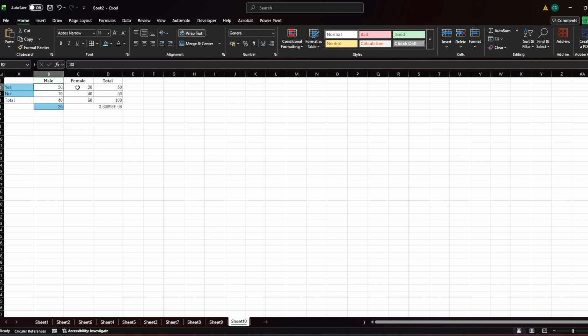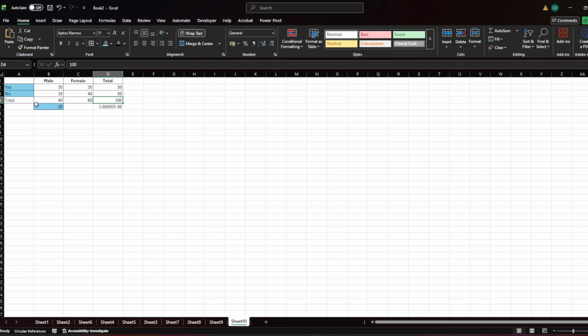Add row totals and the column totals so you can see yes 50, no 50, male 40, female 60, and a grand total of 100. Keep in mind, only the inner block of observed counts will be used in the test. Totals are just for calculating expected values.